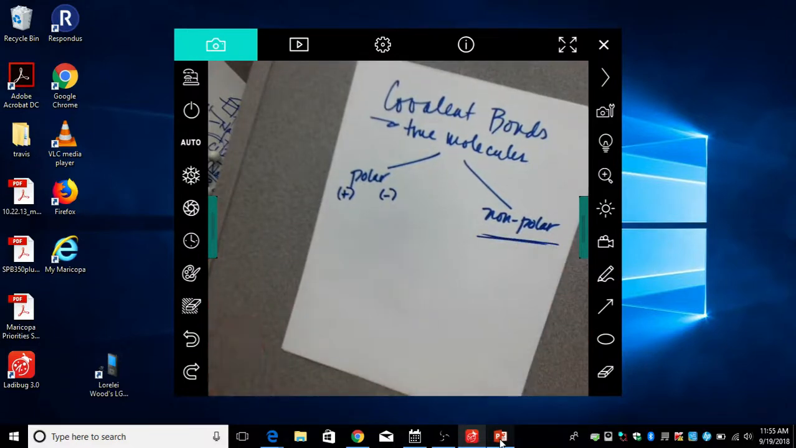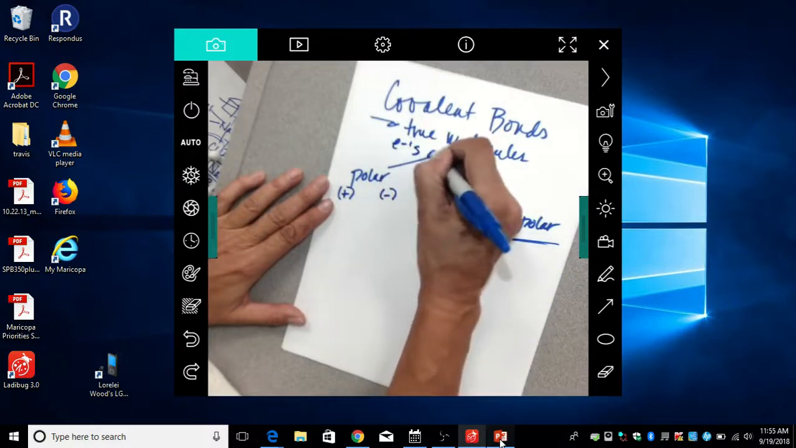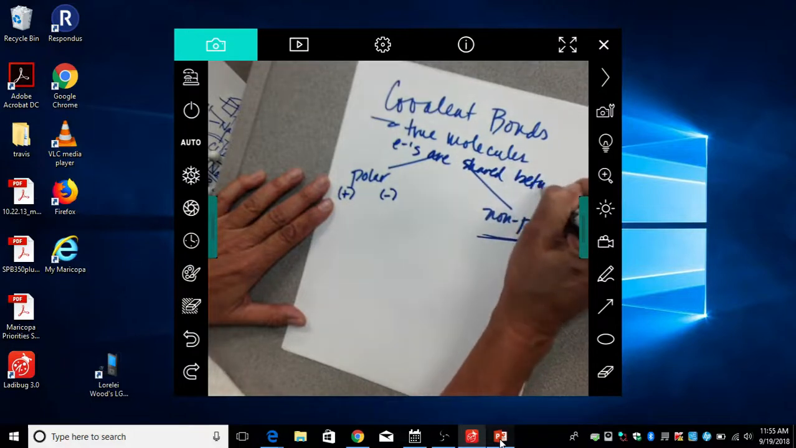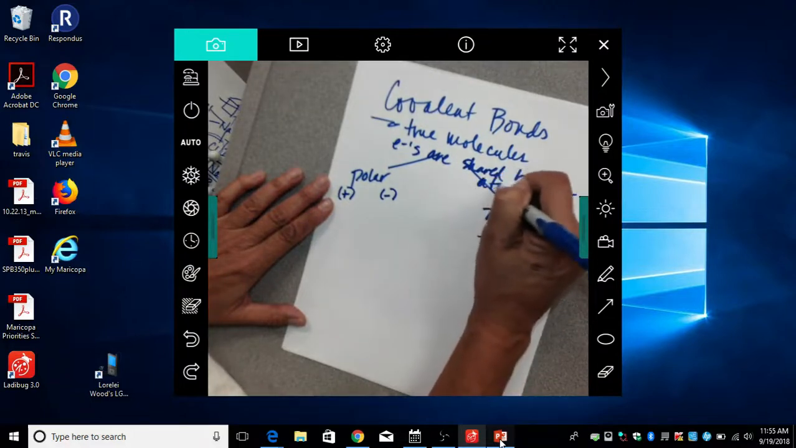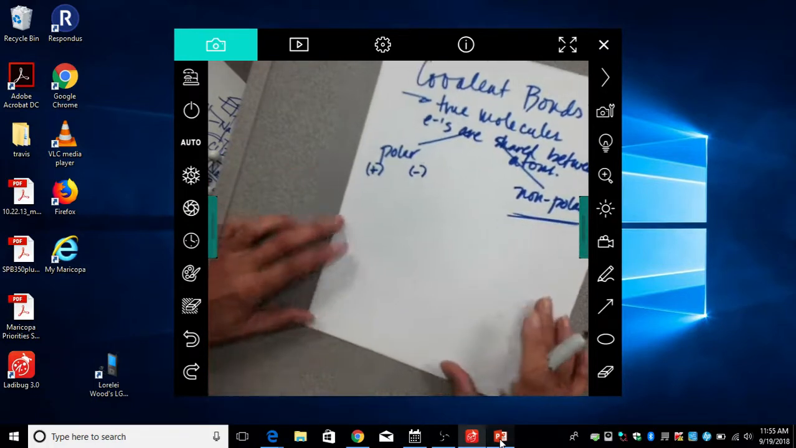And what causes the polarity? It has to do with how the electrons are shared. Because remember, in covalent bonding, electrons are shared between atoms. Okay?